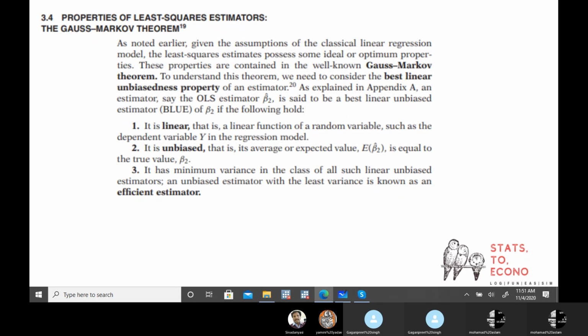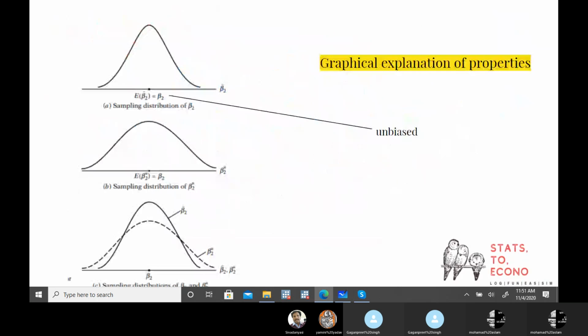Now the next property is that it is unbiased, that its average or expected value is equal to the true value. Here you have to understand this assumption first in a graphical form: when we work with any particular sample in hand, that sample has only one estimated slope coefficient.